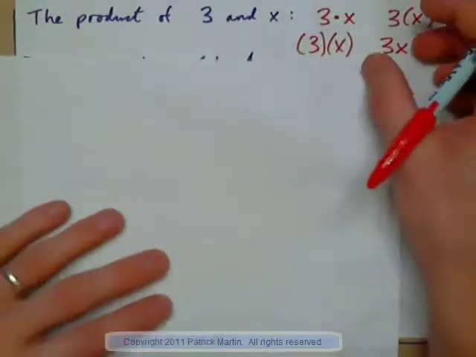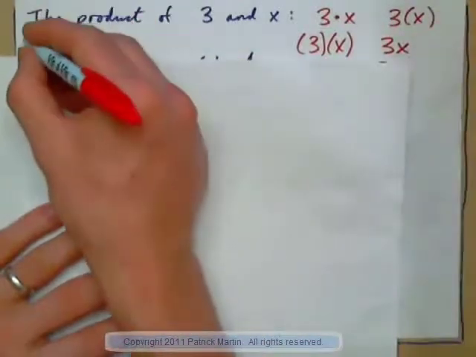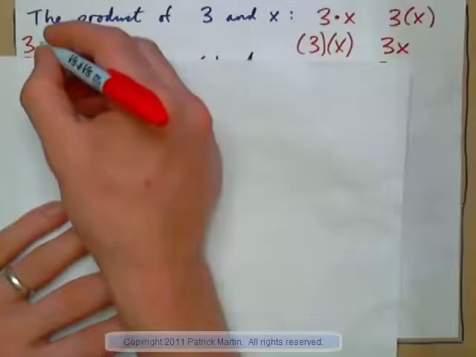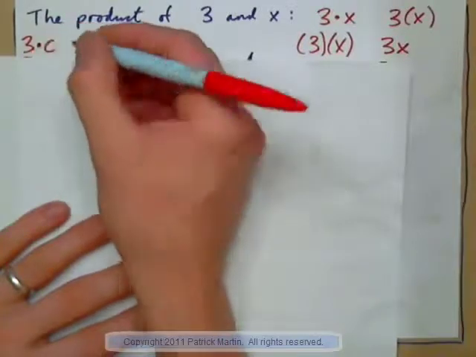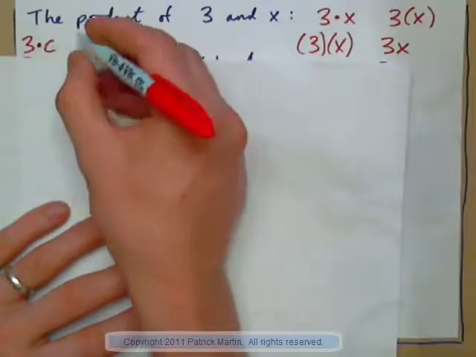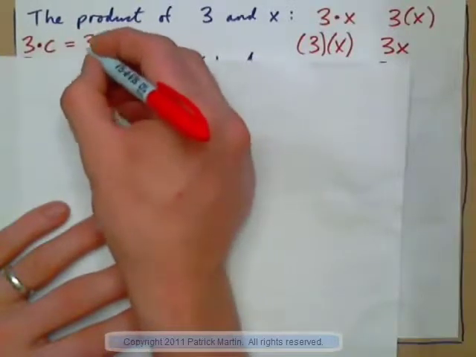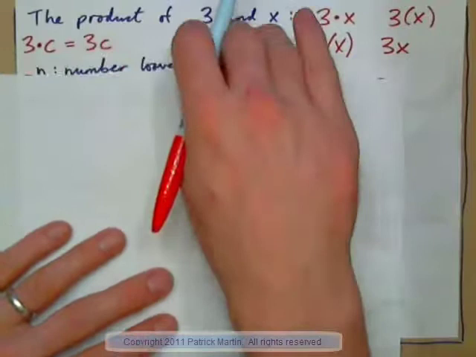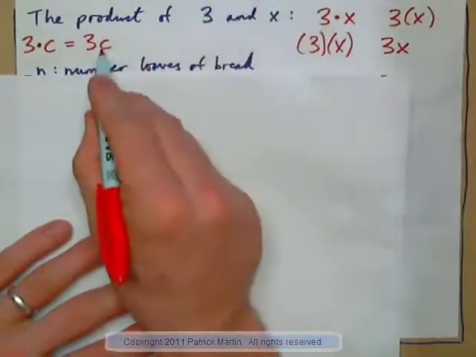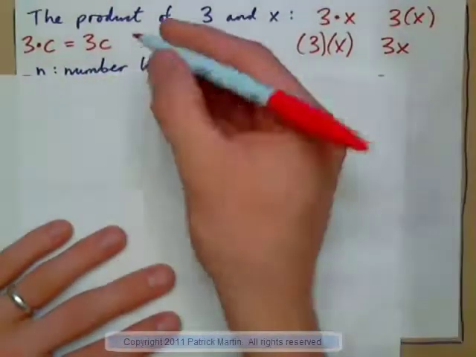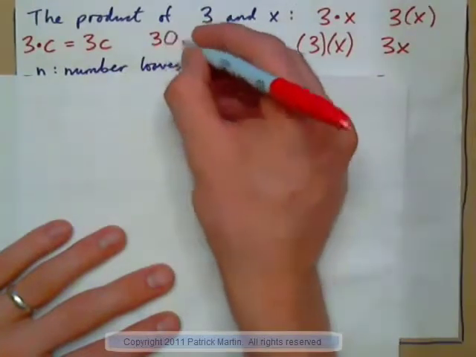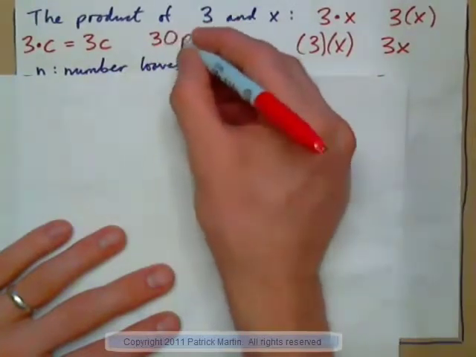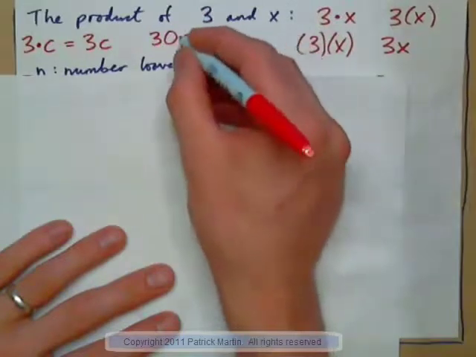So let's review that really quickly. If you have 3 cars, that's 3 times c, right? 3 times a car. But it's a lot simpler just to say 3c. So in algebra, when we have a number beside a letter, that means multiply. Or 30p would be 30 pencils, let's say. 30 times a pencil.